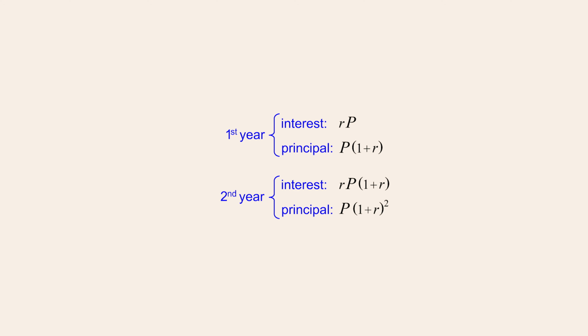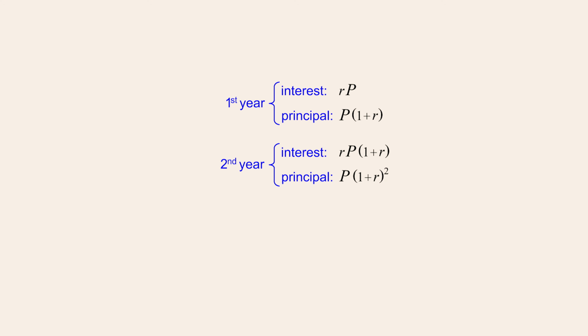Now, to calculate the third year's interest, we multiply the annual interest rate R times the second year's principal. So the principal at the end of the third year is the sum of the second year's principal plus third year's interest.